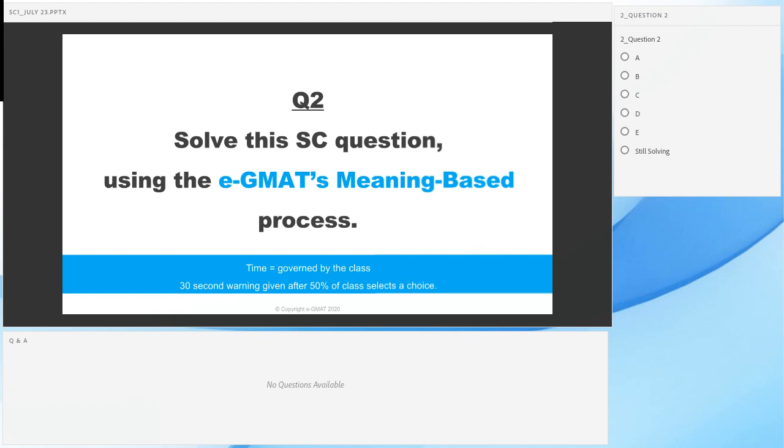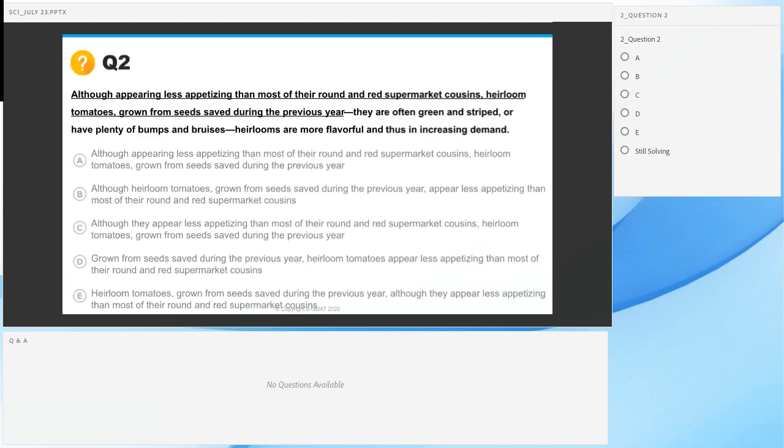Let's show you question number two. Another question from the Official Guide, rated 700 level. So all the best. Again, guys, think about the logic, okay?